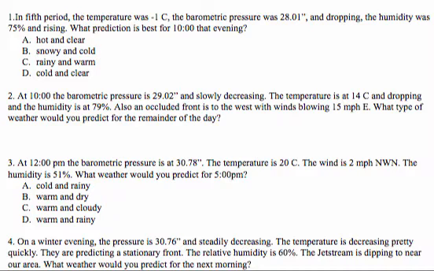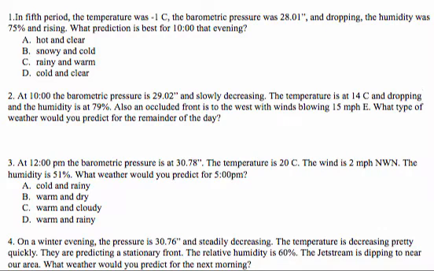Let's look at number 2. At 10 o'clock, the barometric pressure is 29.02 and slowly decreasing. The temperature is at 14 degrees Celsius and dropping, and the humidity is at 79%. Also, an occluded front is to the west with winds blowing at 15 miles per hour. What type of weather would you predict for the remainder of the day?